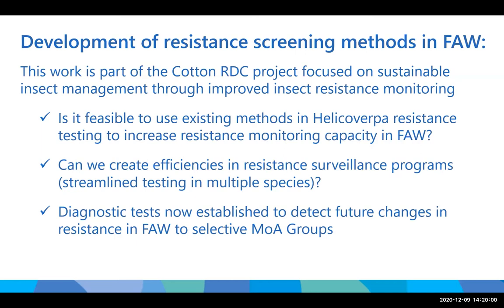So there are some obvious advantages in doing this in terms of increasing efficiencies in resistance surveillance across multiple pests. And I guess the key outcome of that has really been in the development of diagnostic tests for resistance across a range of mode of action groups, which are currently registered under permit for fall armyworm. And it actually puts us in a pretty good position now to be able to measure any future changes in fall armyworm resistance. Now, while we have been particularly interested in the selective mode of action groups, we also did take a look at the broad spectrum groups as well, just to see what we were dealing with in terms of just how sensitive fall armyworm was going to be to those products.